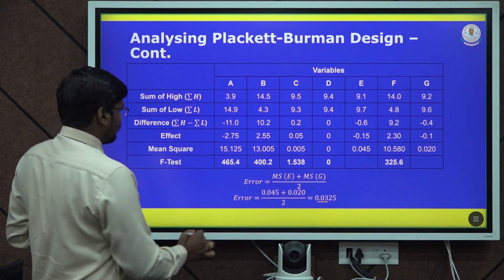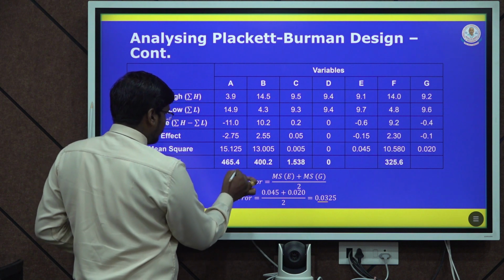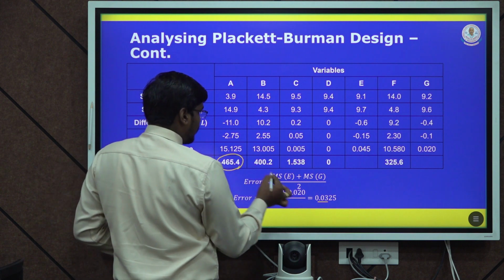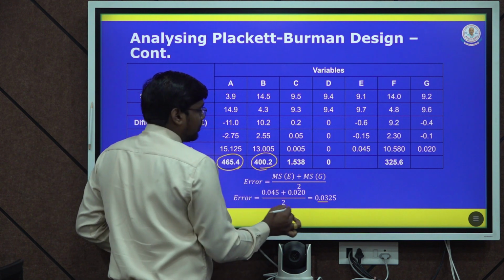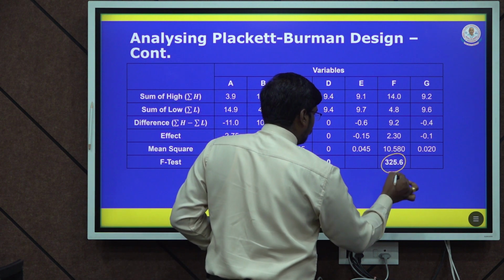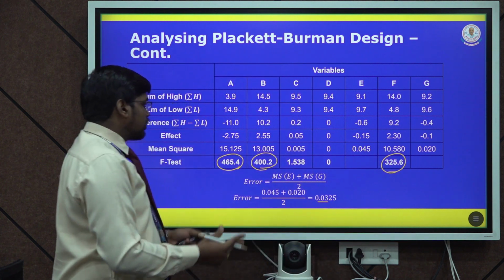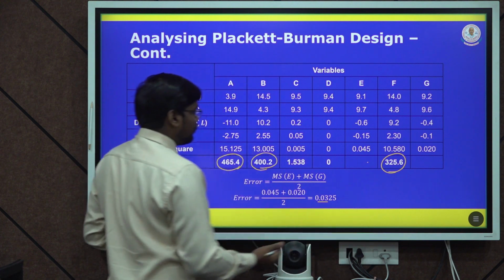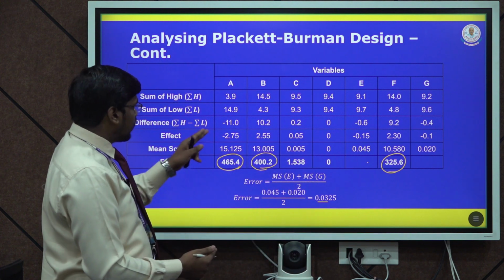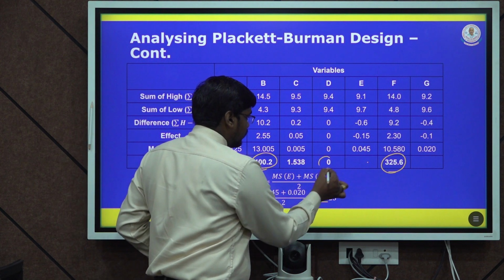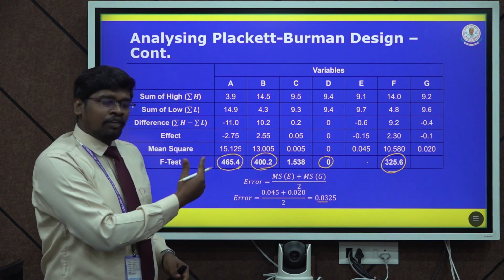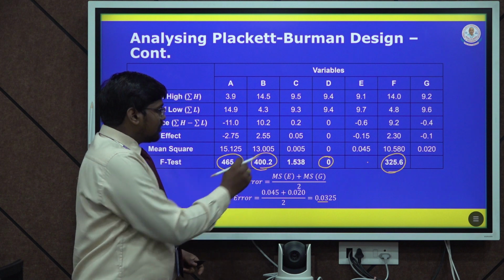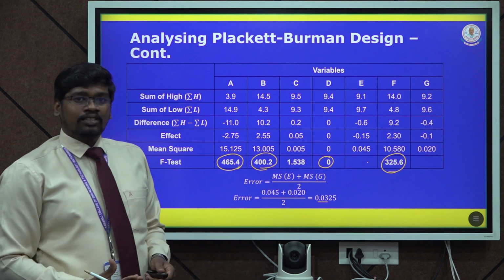In these F test values, I have the highest response in factor A, the next highest in factor B, and the next highest in factor F. I have not calculated the F test for E and G, since these are dummy variables, and I have an F test value of 0 for factor D. What an F test value of 0 means is that this variable is not influencing the results.